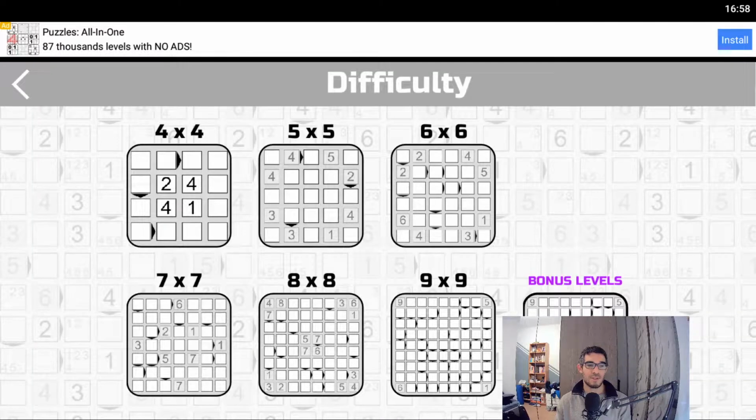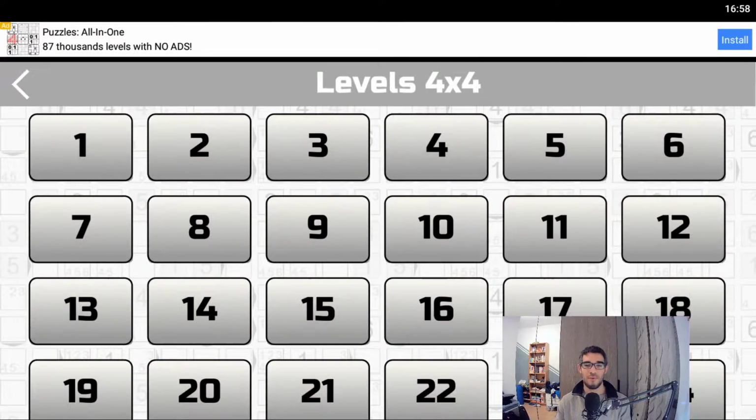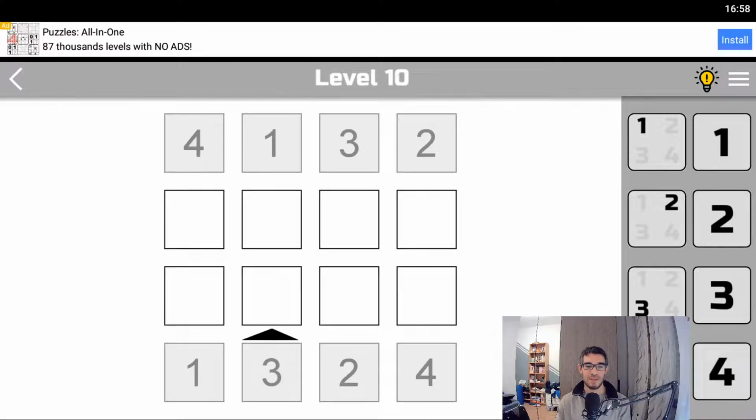I'm just going to show you here, for example, in level 4 by 4, let's go to level 10. These are the arrows, by the way. This arrow means that the number in this column right here must be smaller than this one. Because here we have the numbers from 1 to 4, that means this one must be either a 1 or a 2, right? Those are the only 2 options. And so it must be a 2, of course, because the 1 is already there. So that means that this one is going to be a 4, right?